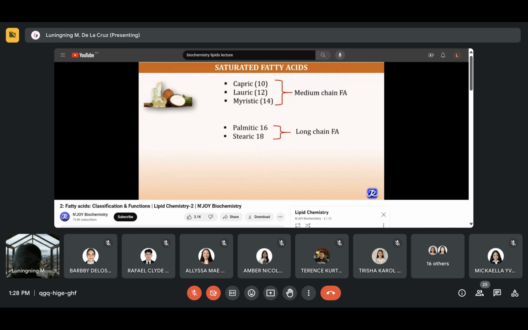Palmitic acid has 16 carbon atoms, stearic acid has 18 carbon atoms, and they are long chain fatty acids which are present in the adipocytes. They are most potent in increasing serum cholesterol. And arachidic acid has 20 carbon atoms and it is present in peanut oil.